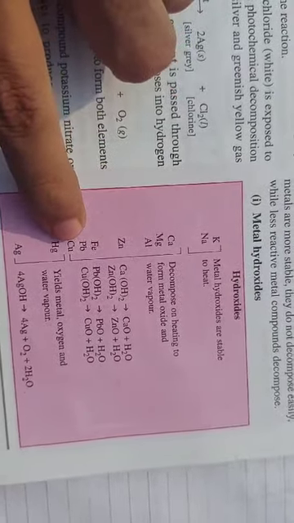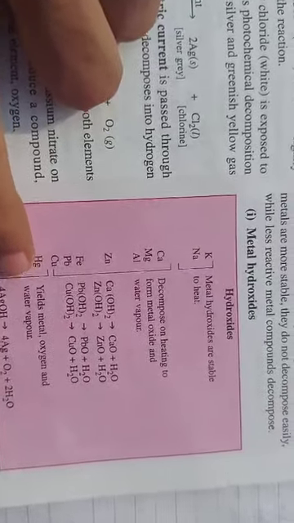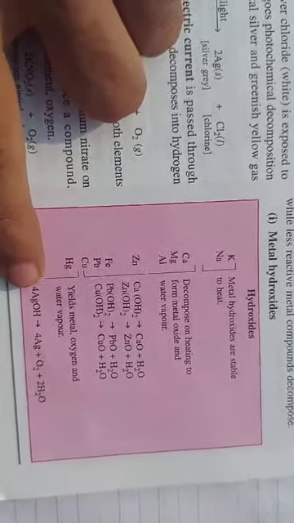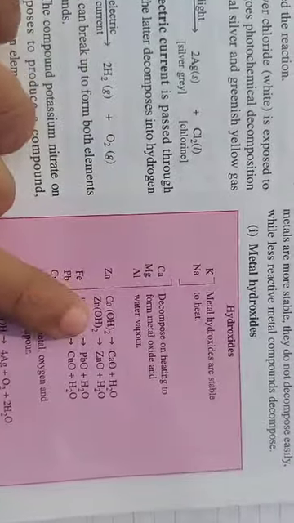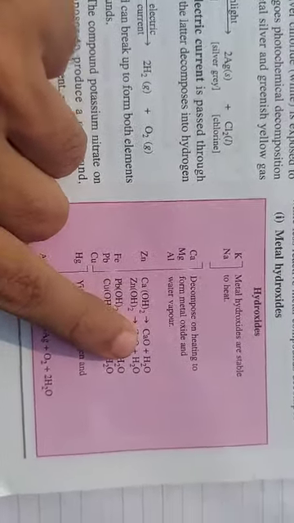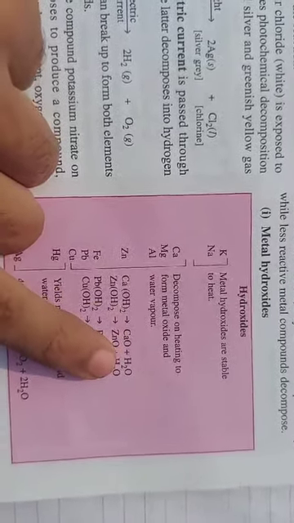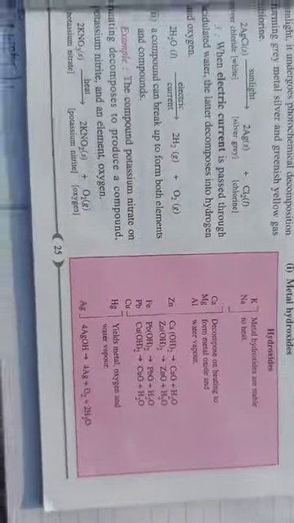See zinc, Fe, Pb (lead) and copper. Then Hg and Ag yield metal, oxygen and water vapor. Here both oxygen and water vapor are formed. An example is given: calcium hydroxide, when it breaks down, gives calcium oxide and H2O, that is, a metal oxide and water vapor. So these are the reactions where metal hydroxides undergo decomposition.